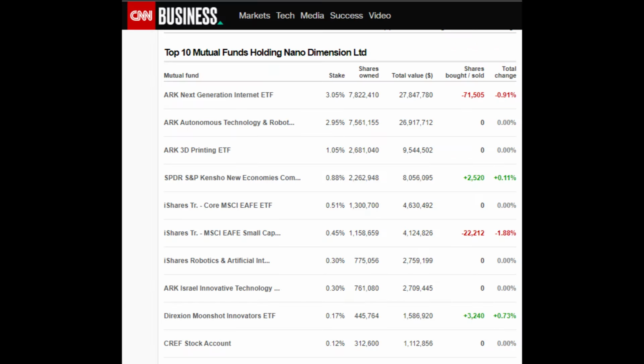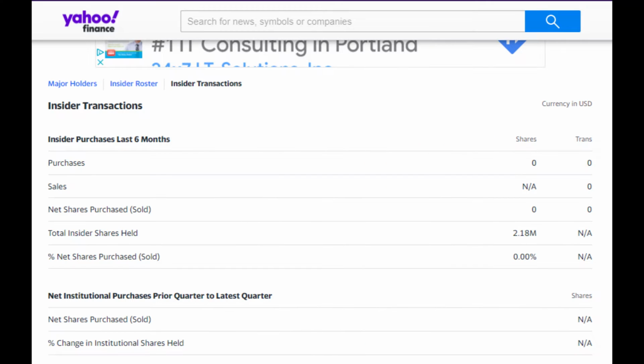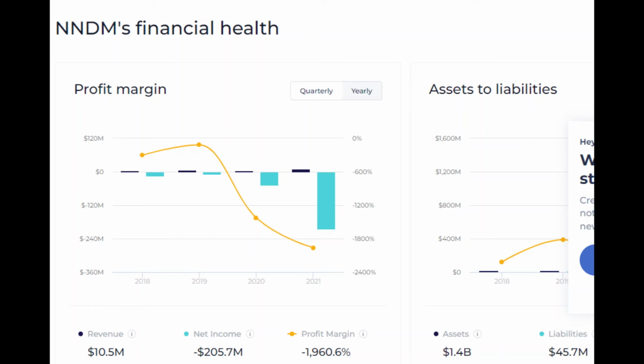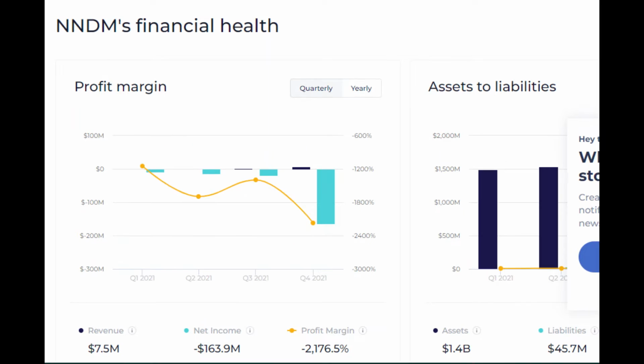Sure, there's the possibility that you could buy at Nano's current low price, and if you're lucky, there might be a bump up and you could sell at a profit. But again, look at that chart and think to yourself, you could have put your money in so many other things and come out ahead.